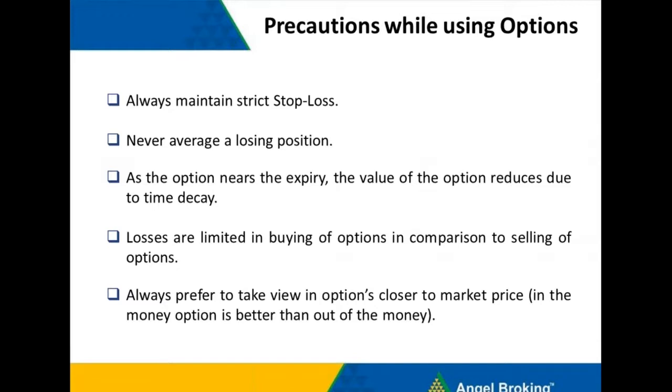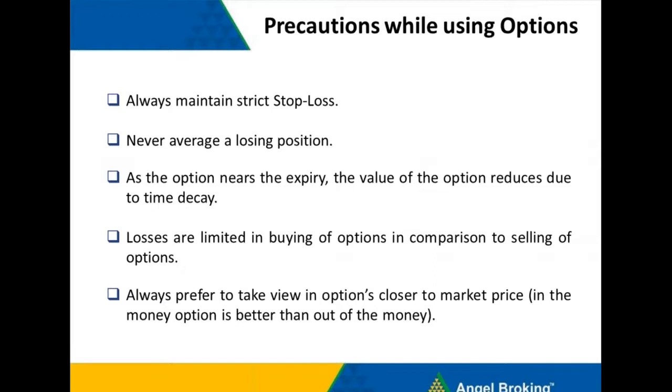In that case, the ideal way to put the stop loss is to look at the futures contract, because in options, as I said, the time decay will kill the premium. So you need to have your stop losses as per the futures. Then never average a losing trade. If you're in a losing position, don't average a losing position. And as the option nears expiry, the value of the option reduces due to time decay. This I've already explained. And losses are limited in buying of options in comparison to selling of options.